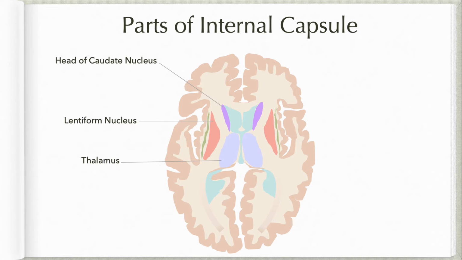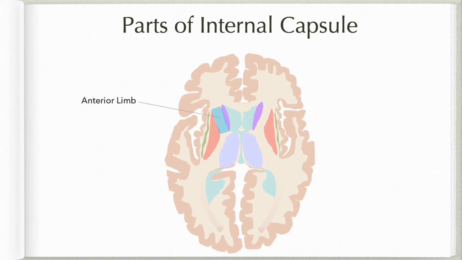So let us see the different parts of internal capsule. Firstly, between the head of the caudate nucleus medially and lentiform nucleus laterally, we have the anterior limb of the internal capsule. Then between the thalamus medially and lentiform nucleus laterally, we have the posterior limb of the internal capsule. Now between this anterior limb and posterior limb, at the junction which forms the apex of the V, we have genu of the internal capsule.